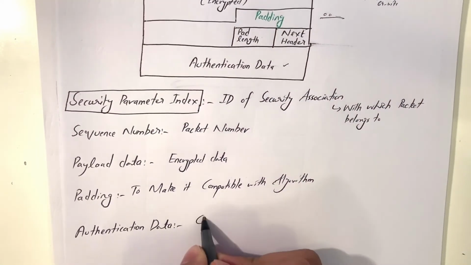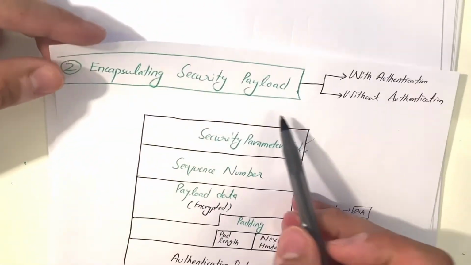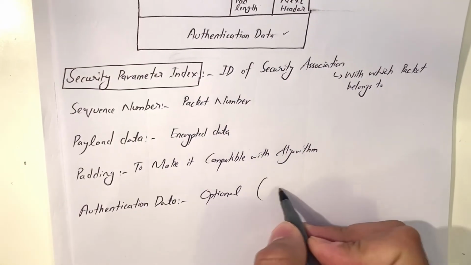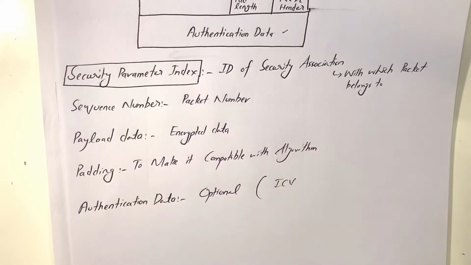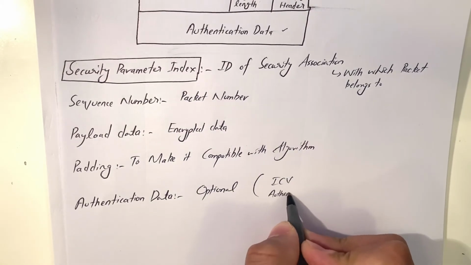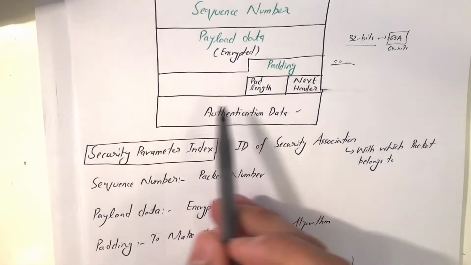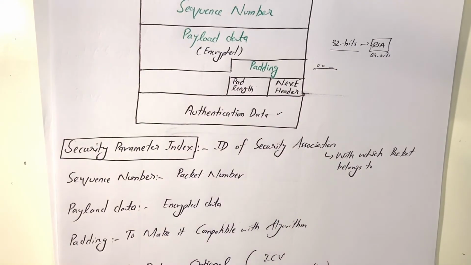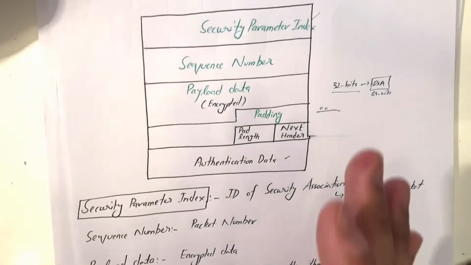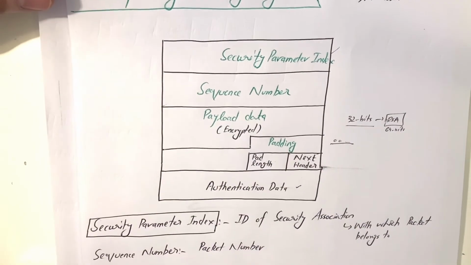This is an optional field. Why optional? If you use ESP with authentication, then we will have authentication data, which will have the ICV, the integrity check value, and the authentication algorithm as well. Otherwise, if you are not using authentication, of course this field will be empty. There will be nothing inside it. So this is basically what an ESP packet or ESP header looks like.